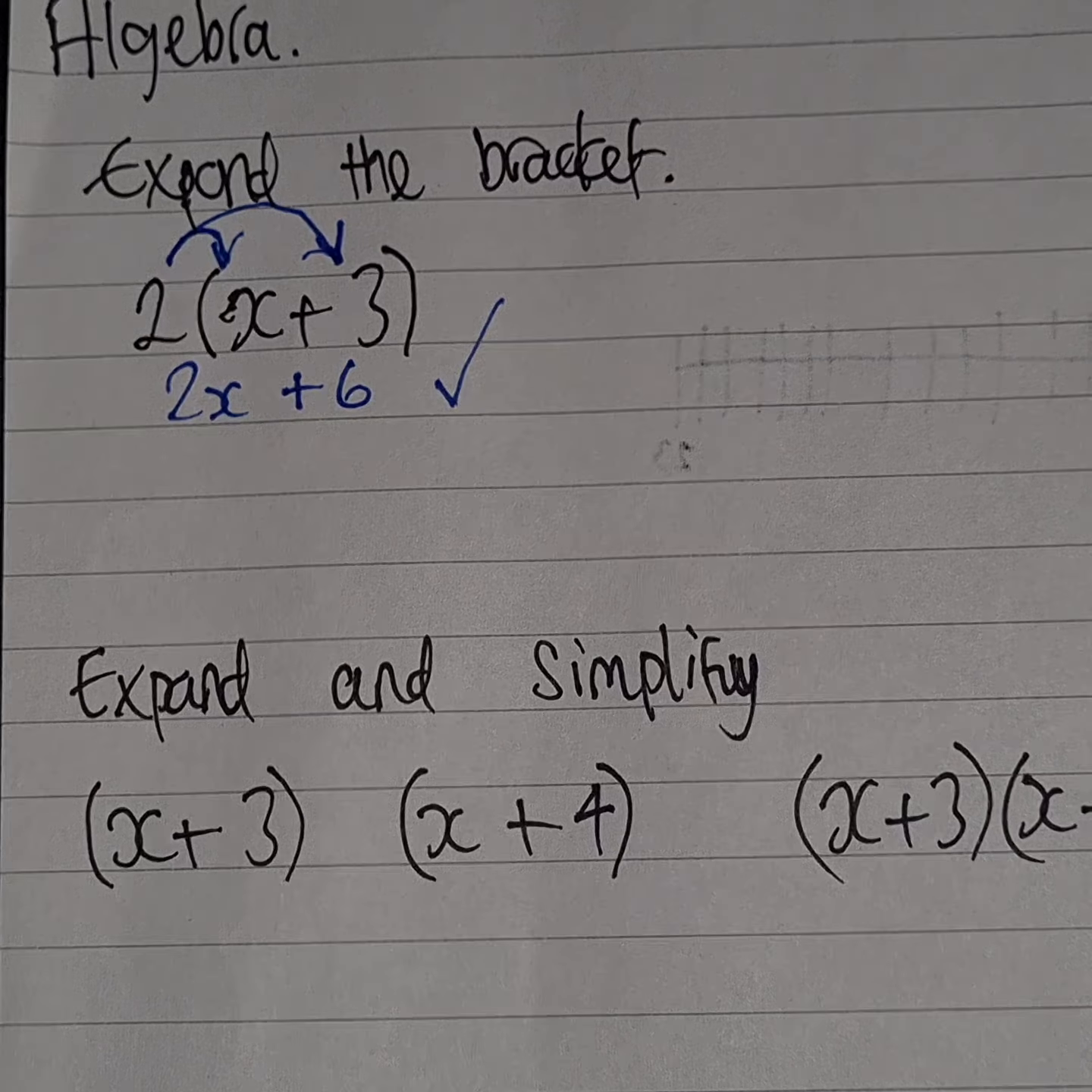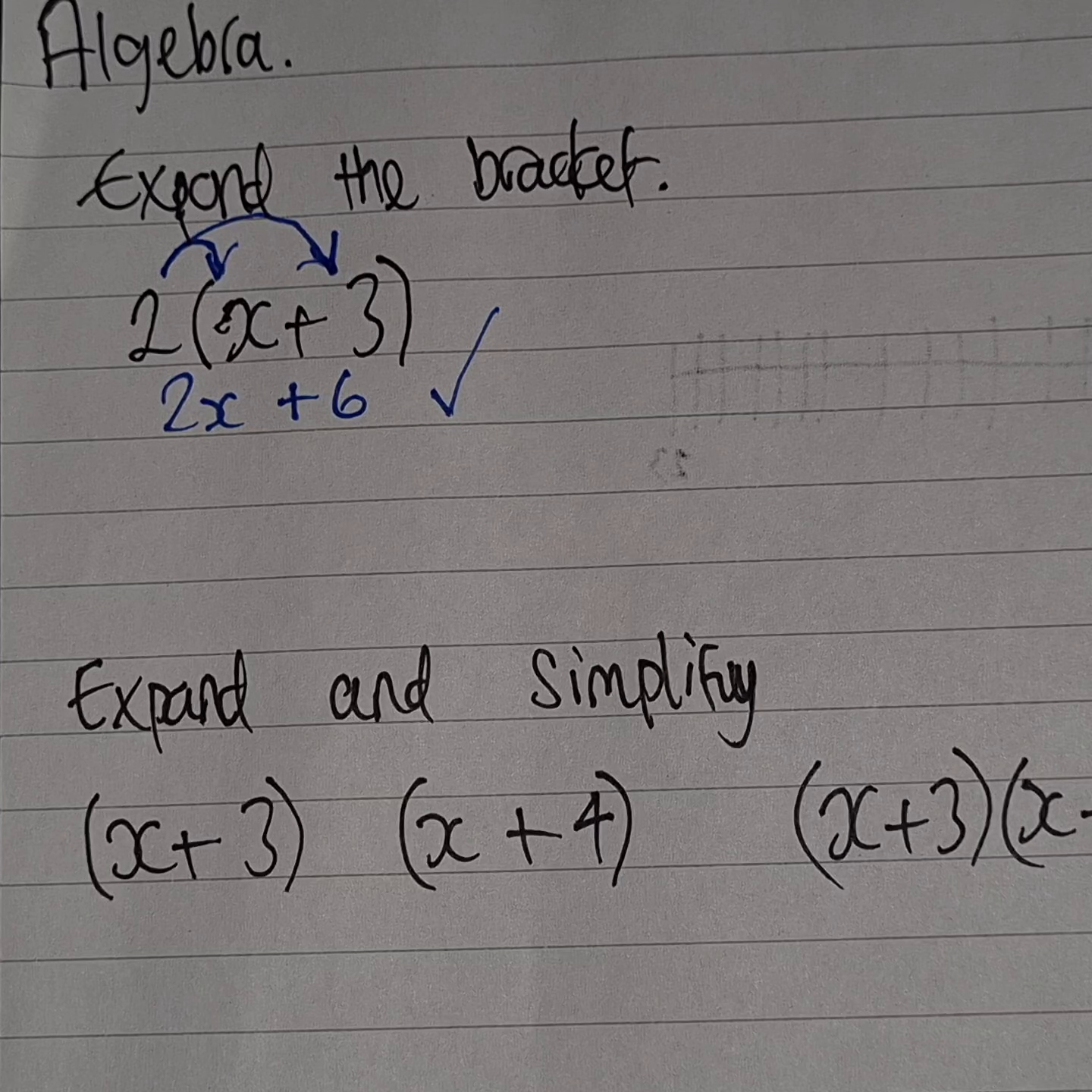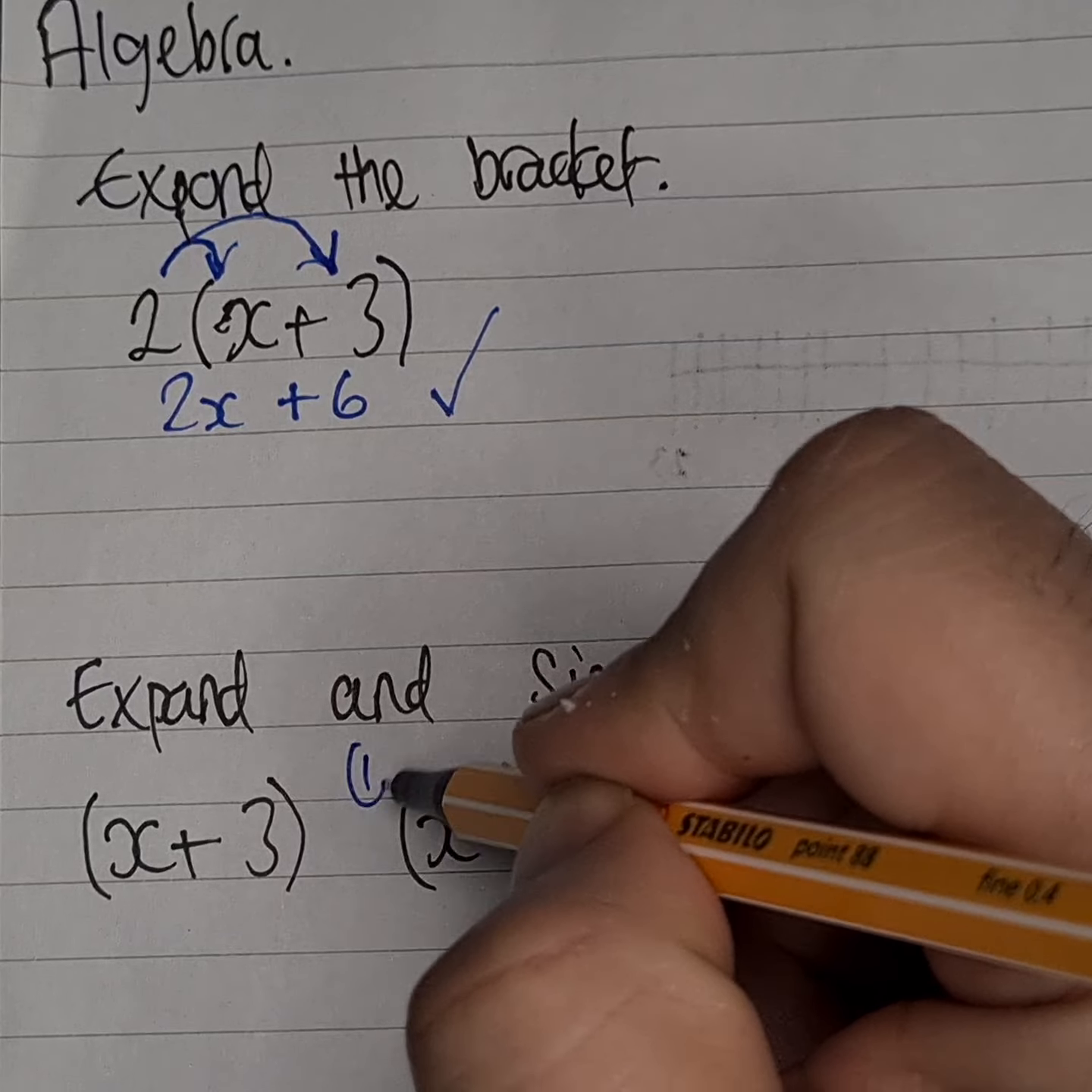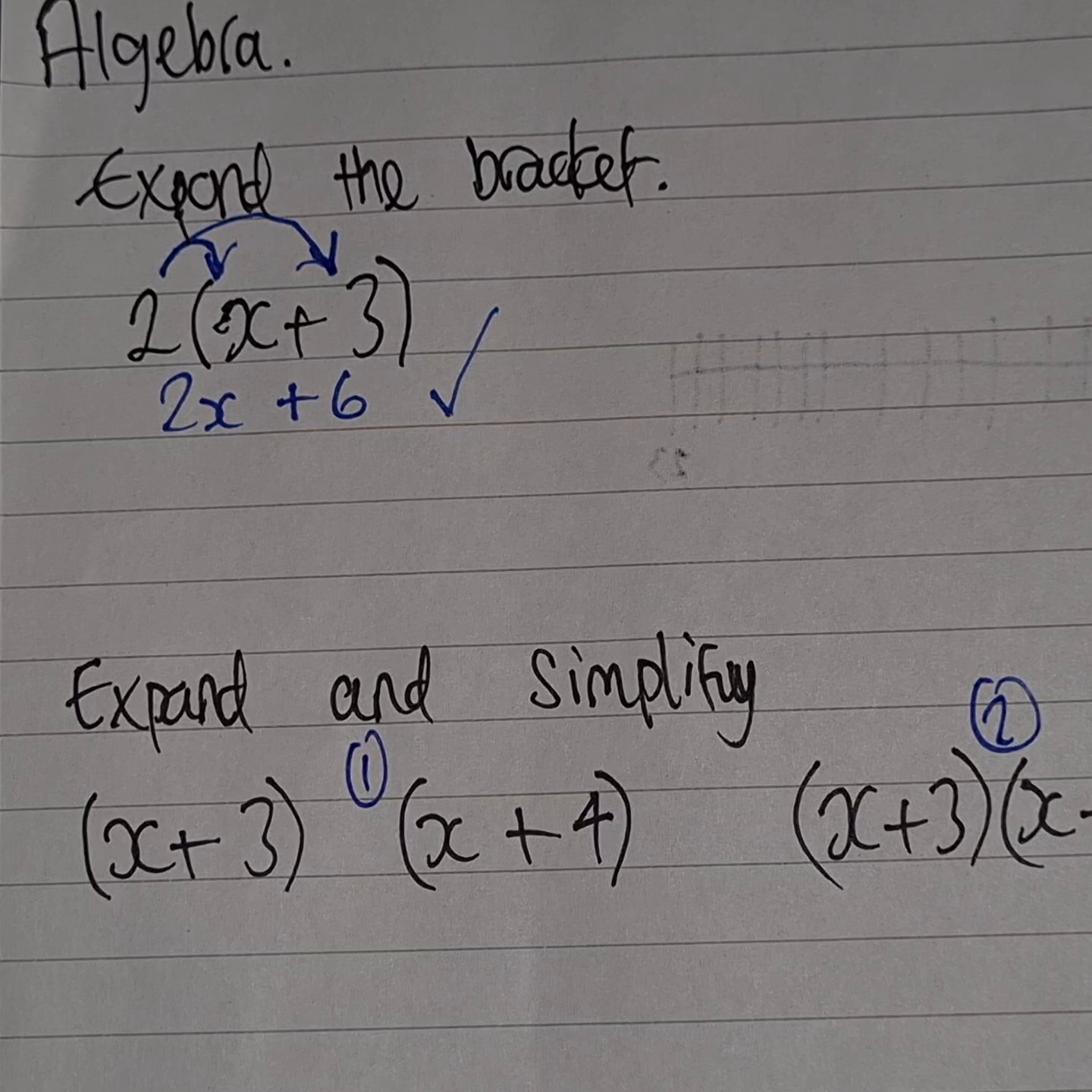In the last video, we looked at expanding the bracket. This time, what we're going to do is expand and simplify. Now, on this piece of paper, you can see there are 3 questions: 1 over here, 2 there, and 3. We'll work through each one, but the way you will do it will be exactly the same.